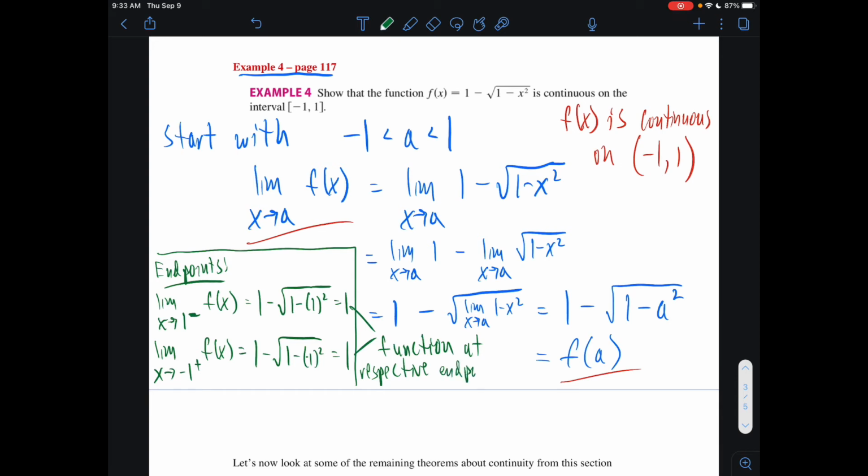And you can see that in the limit work that I did. The moment that I used direct substitution, because that's how the limit would be working when I bring it inside the square root, I'm essentially evaluating the function at that point. So really, what I have here in green mixed in with what I have in red, f of x being continuous on the open interval, so we have just shown that the function is continuous on the closed interval, negative 1 to 1.